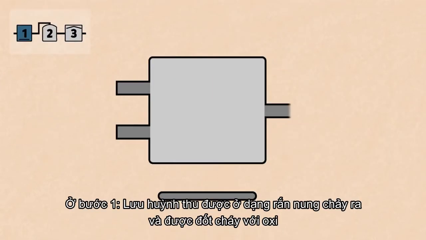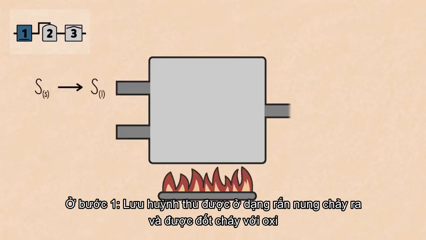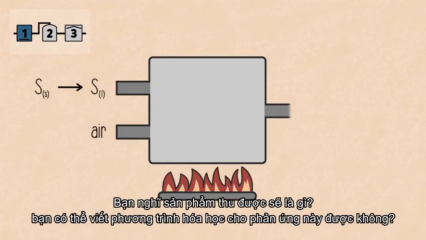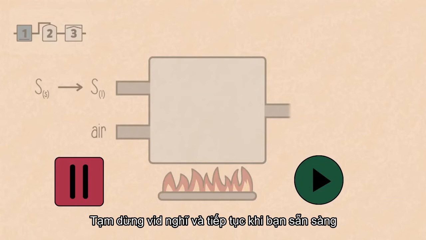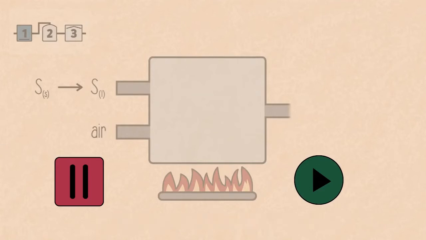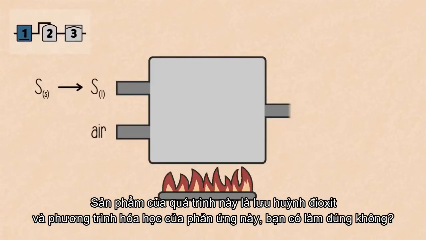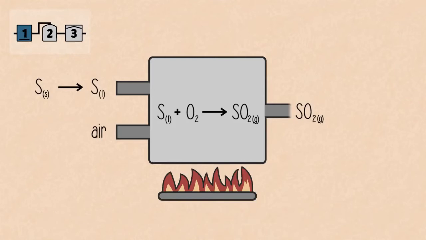In stage 1, sulfur is obtained in its elemental form, a solid. It is melted and is then combusted in oxygen. What do you think is formed at this stage? Could you write a chemical equation for this? Pause, think and continue when you're ready. The product formed at this stage is sulfur dioxide, and the chemical equation for this is shown. Did you get it right?